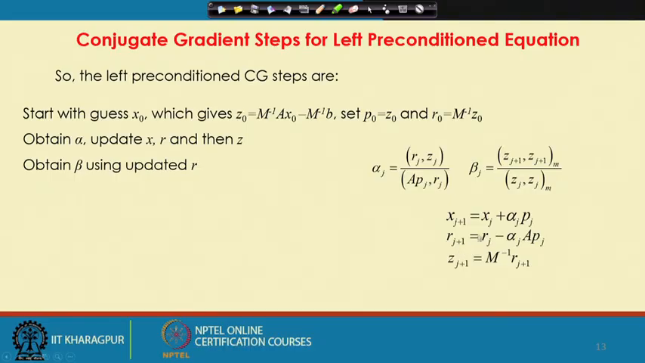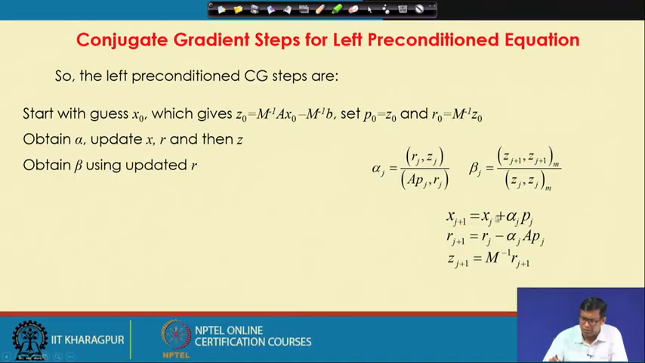And r j plus 1. So, x j plus 1 is equal to x j plus alpha j p j. Similarly, r j plus 1 can be obtained as r j minus alpha j A p j. Just substitute this into the A x is equal to b equation, which is still holding, and z j plus 1 is M inverse r j plus 1. So, again it becomes important here to compute M inverse.